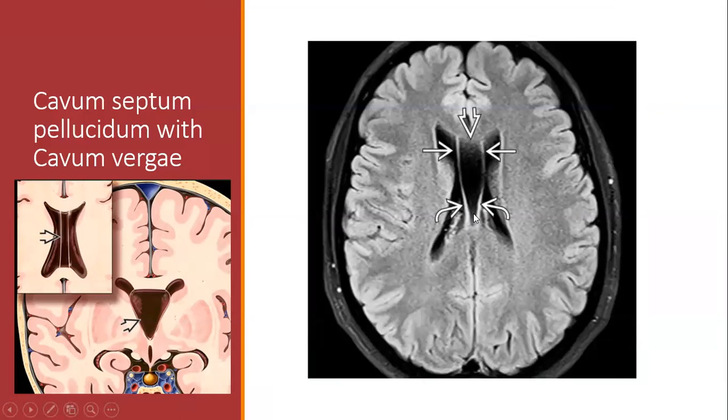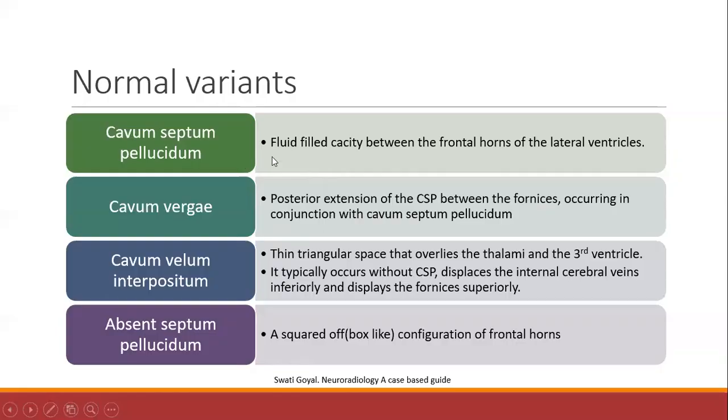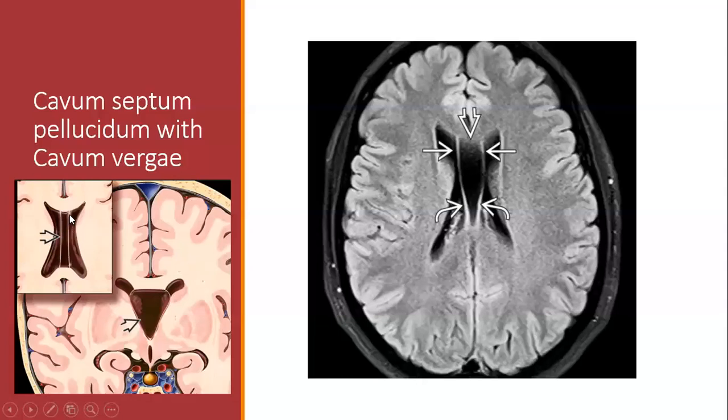And this is the cavum vergae, where there is a fluid filled cavity, which is separating out the fornices. So cavum septum pellucidum is a fluid-filled cavity between the frontal horns of the lateral ventricles, whereas cavum vergae is an extension of the cavum septum pellucidum between the fornices, occurring in conjunction with the cavum septum pellucidum. We will review the images once more. In this image you can see the cavum septum pellucidum with the cavum vergae, and this is the coronal image where it is appearing triangular. Here the cavum septum pellucidum, and here the cavum vergae, which is separating out the fornices. So this is the normal variant.